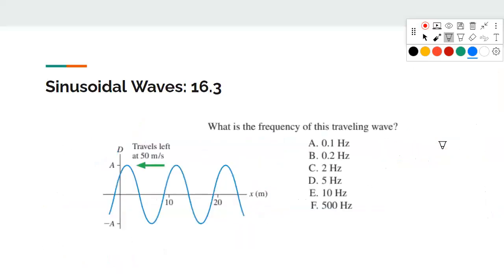Okay, so for an example, what is the frequency of this traveling wave? So how do we make some progress here? Okay, so they tell us the velocity. That one's a little obvious, right? It's 50 meters per second. We want to know the frequency, and presumably we're going to use our new equation, that v is lambda f. How do we get the wavelength?